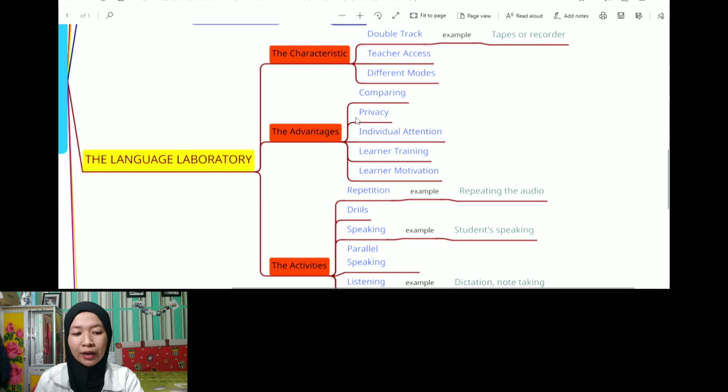Okay, the second is privacy. The second advantage is privacy. Students can talk to each other and record onto the tape. The third is individual attention. The attention that teachers give to one student doesn't distract the others. So the teachers can focus on one student and then go to other students. Okay, the fourth is learner training. And the last advantage is learner motivation. And the teacher should give motivation to students.